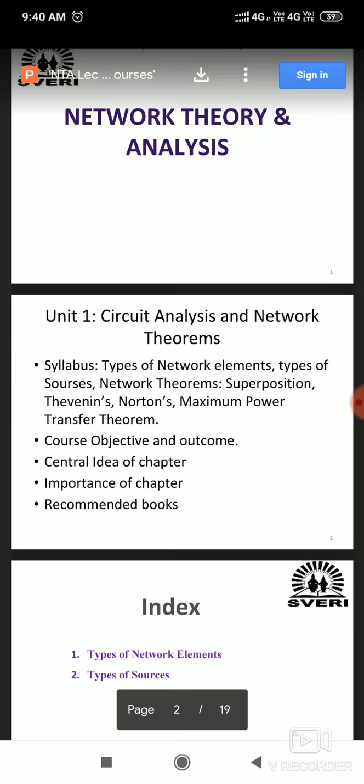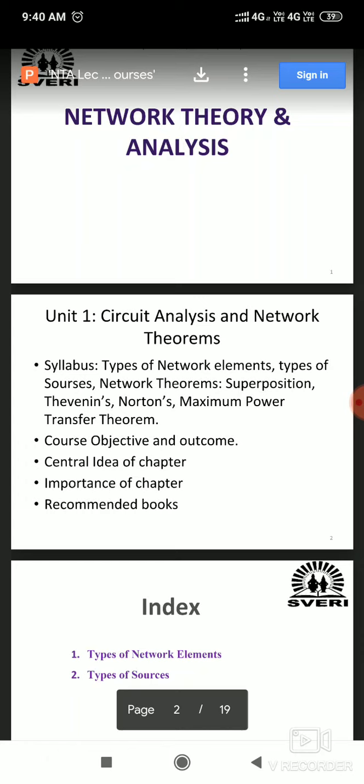Now next we will see the course objective and outcome of this chapter. So the outcome of this chapter will be that when you complete this chapter, when you learn this unit, you will get how to analyze the linear circuit with the help of different network theorems, how to solve the networks to get the different parameters like voltage, current. So all those points we have discussed yesterday.